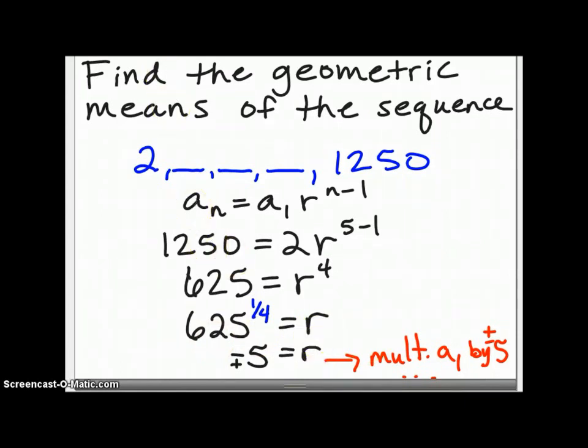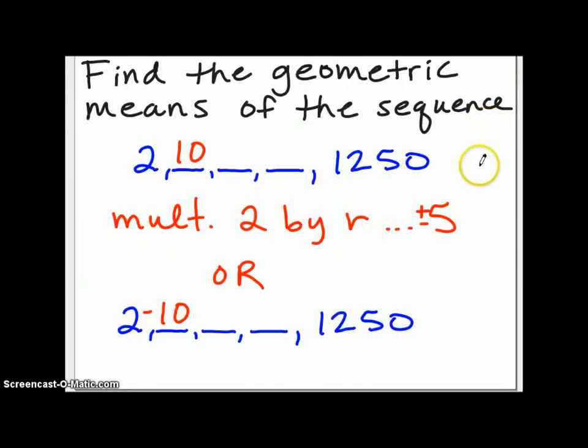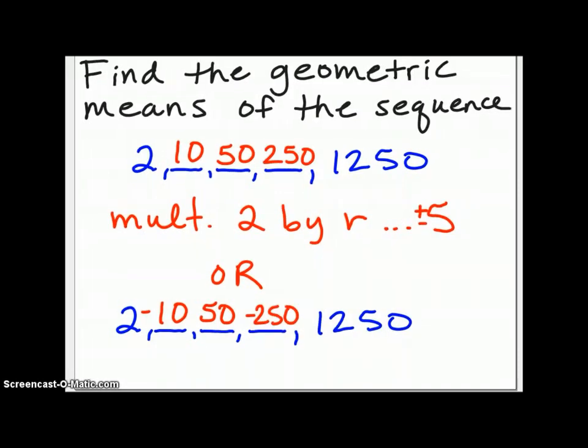So let's see what that works out to find those geometric means. If I multiply 2, my first term, by the ratio of positive or negative 5, here's what I end up getting. The next geometric mean would be 10 or negative 10. The next one would be 50 in both instances. Then multiplying by positive or negative 5, I get 250, or negative 250.